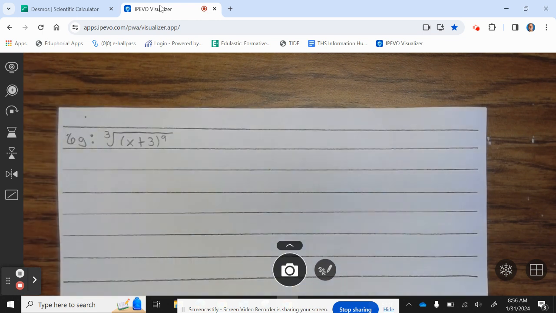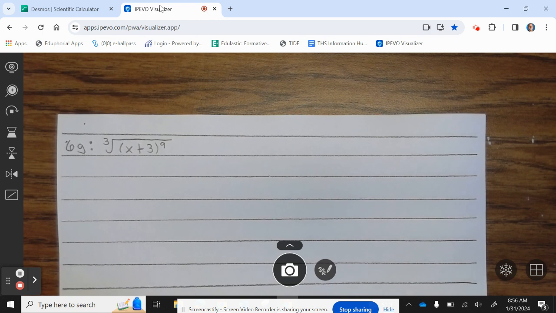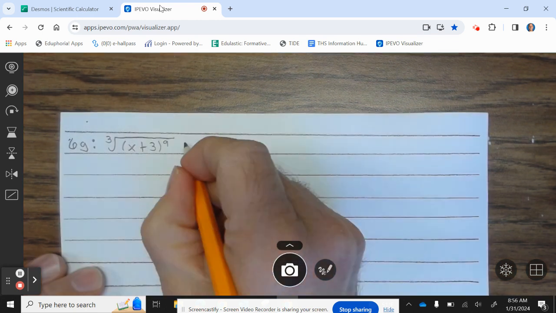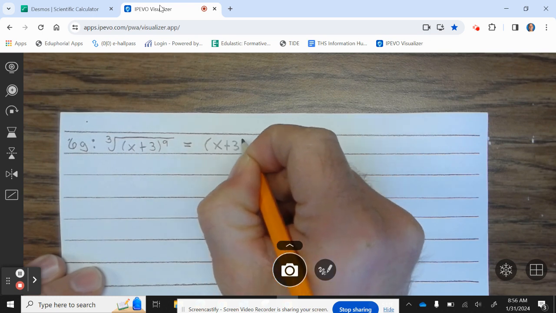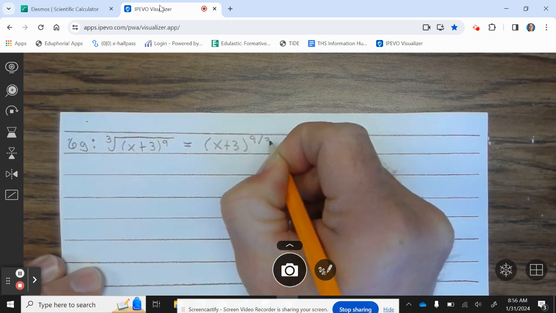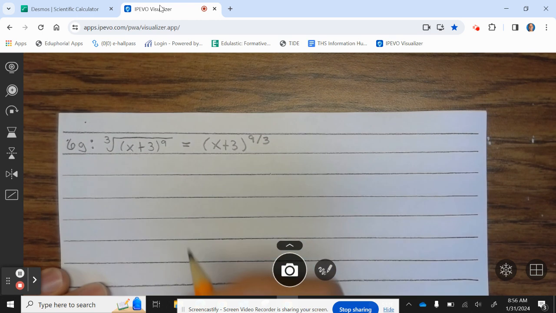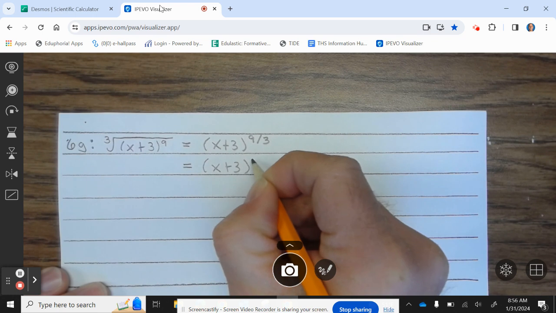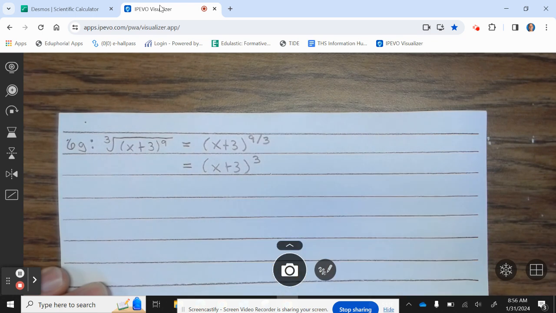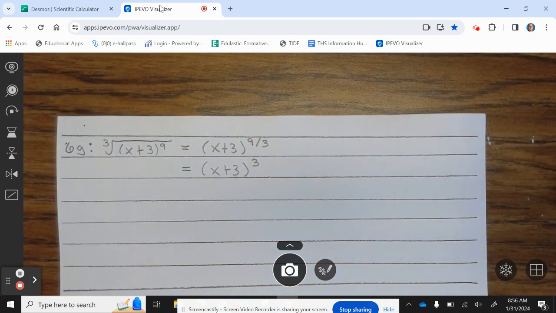All right. 6g can be rewritten as x plus 3 to the 9 divided by 3 power, which equals x plus 3 to the 3rd power. All right, go ahead and finish up 6g.